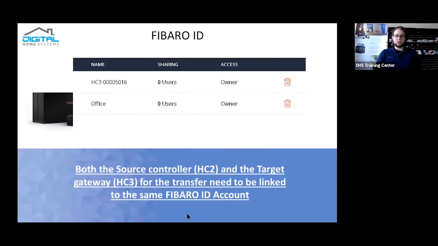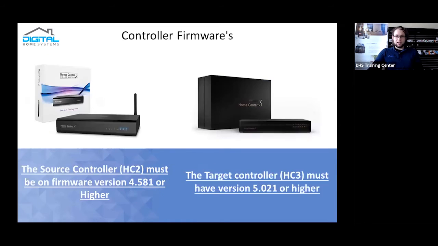So first, you need to make sure that both your source controller and your target controller, in this case our source controller is a Home Center 2 and our target controller is a Home Center 3, are both on your Fibaro ID account. This just allows you to transfer necessary data across between those two systems. After that, you need to make sure they have the correct firmware versions for it. So your source controller, your Home Center 2 or Home Center Lite, will need at least version 4.581 or higher. The standardized one right now is 4.6, which is what we're currently using for this test.